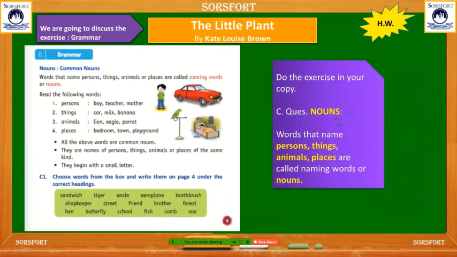Second question is grammar. The grammar part here is noun. So do the exercise of noun in your copy. What is noun? Words that name persons, things, animals, places are called naming words or nouns.